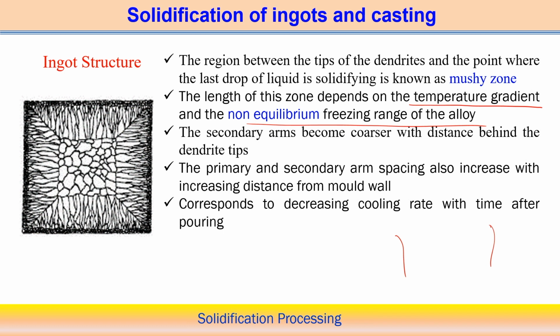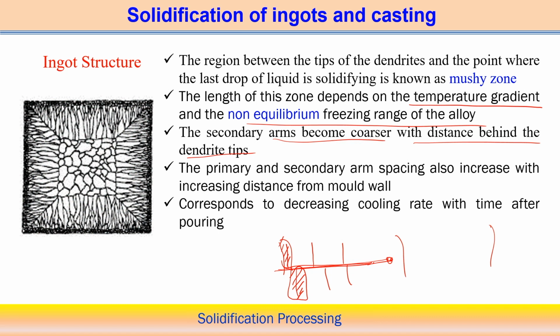Now, secondary arms become coarser with distance behind the dendritic tips. Suppose this is the primary arm, then the secondary arm follows. Away from the tip, the secondary arm becomes coarser because it has much more time, so its size becomes much more, the secondary dendritic arm becomes coarser.